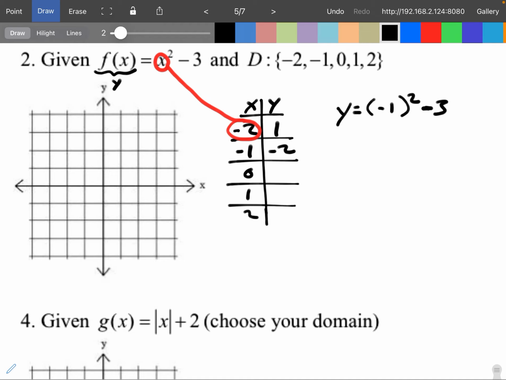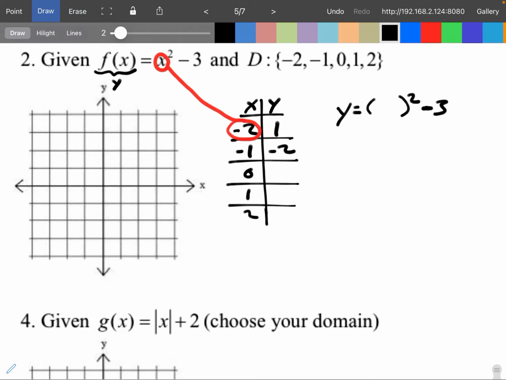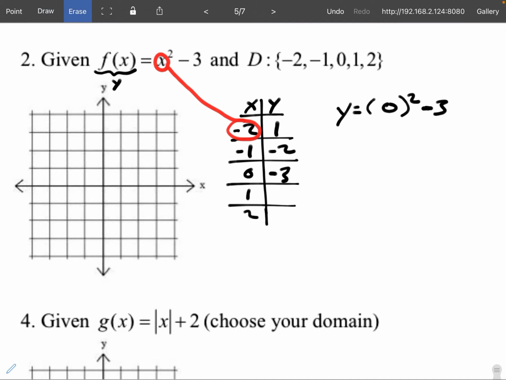Then we're going to plug the -1 in. So we'll put -1 in right there. So -1 squared. That's 1. 1 minus 3. -2. Then we're going to put 0 in. Now you guys should probably write all these down, but I mean it's easier for me, I can just erase them on the whiteboard.